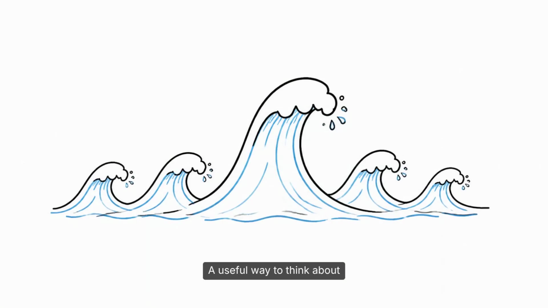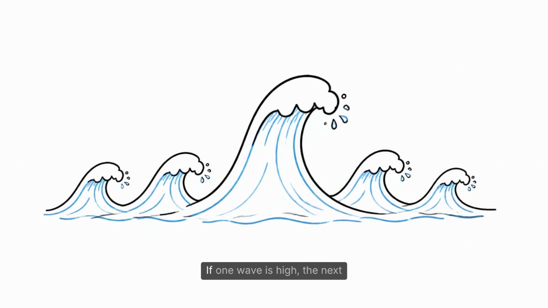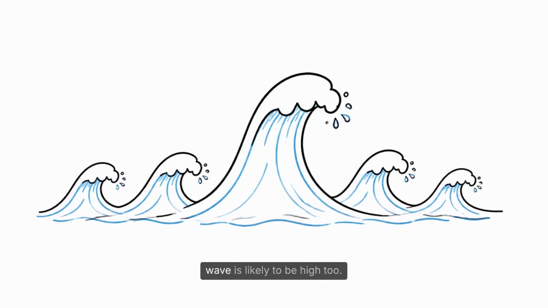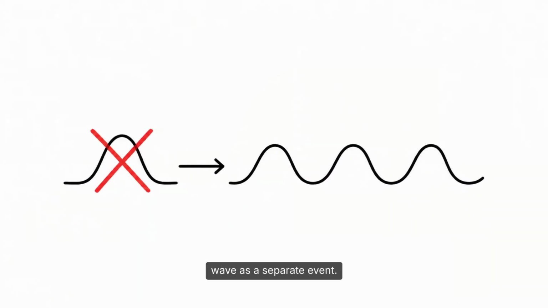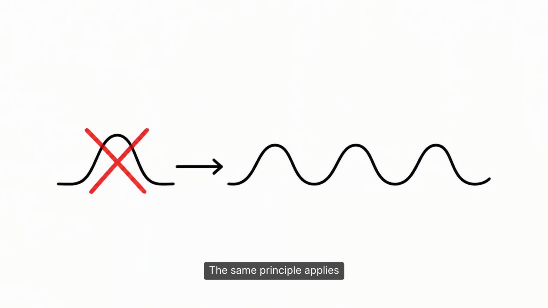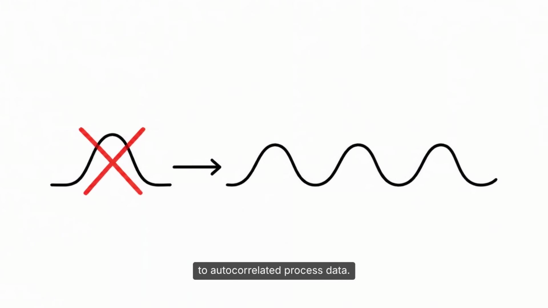A useful way to think about it is like ocean waves. If one wave is high, the next wave is likely to be high too. You wouldn't treat every wave as a separate event. The same principle applies to autocorrelated process data.